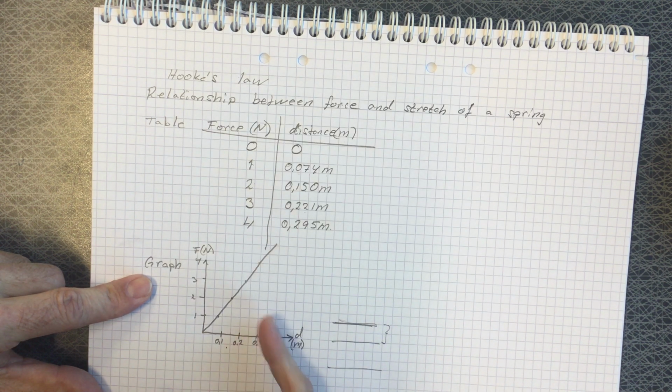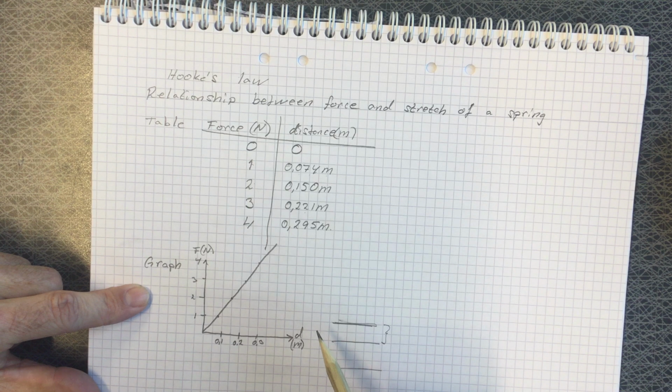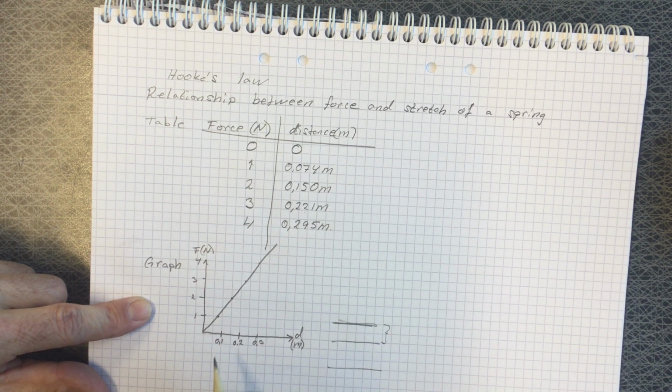Now you can make predictions with this graph. If there is a mass attached to a spring and the distance is somewhere here, then you can say what the force attached to the spring probably is. And if you use a force of 2.5 Newtons, then you can tell the stretch of the spring without putting it on the spring.